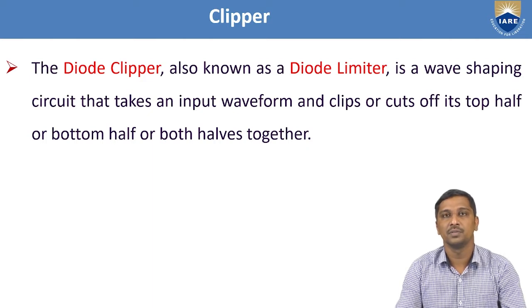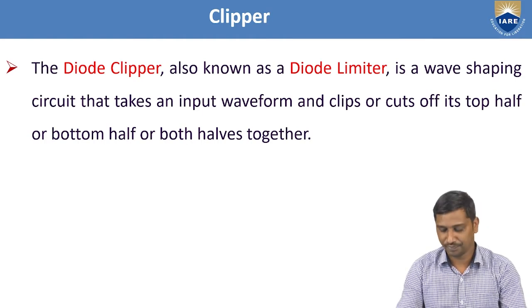From that point of view, the clipper is also called a limiting circuit. In this clipper, it limits the amplitude of a given input signal. Hence, this clipper is also called a voltage limiting circuit.